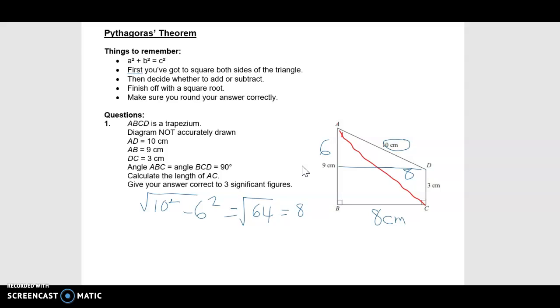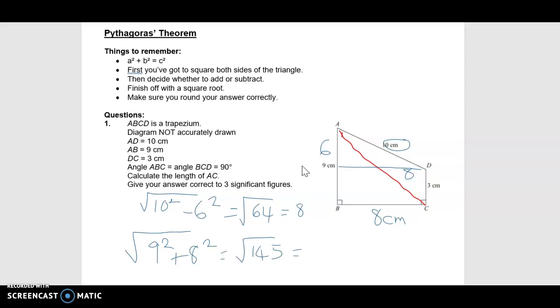Okay, so if you've had a go at doing that, we're now working out AC. So AC is the hypotenuse, so we're going to do the square root of the other two sides. So we've got 9 squared plus 8 squared. So 9 squared is 81, 8 squared is 64, which is the square root of 145.